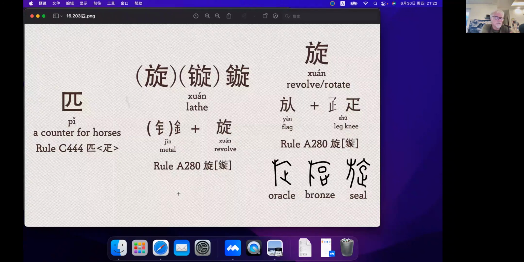Now, are there any questions about these characters? Any questions or comments about these characters? 有没有问题或是意见? 没有。Is it clear as mud?